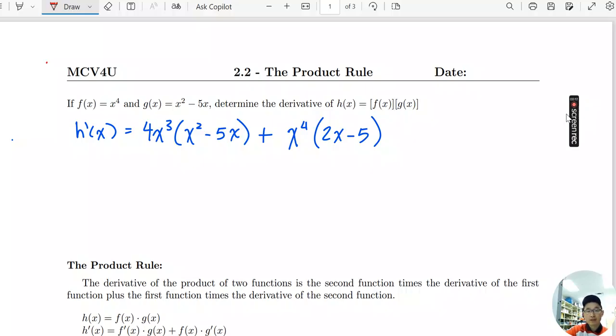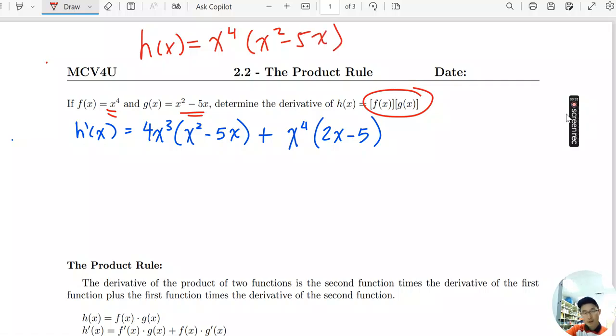So if I asked you to find the derivative of h(x), where h(x) is f(x) times g(x), so that's this times this, let me just write that out: x^4 times (x^2 minus 5x). There's two ways you can do this. Number one, you can expand the x^4 in and then use the power rule from 2.1, but that won't always work because you will get long and messy equations. So instead, we can use the product rule.